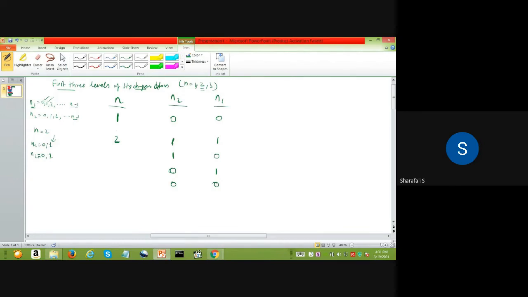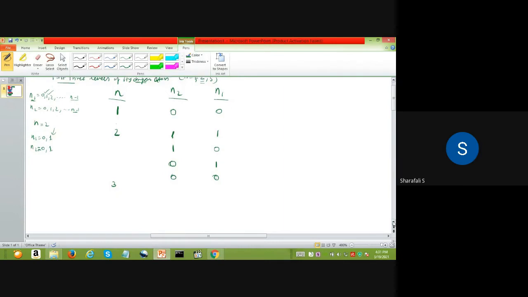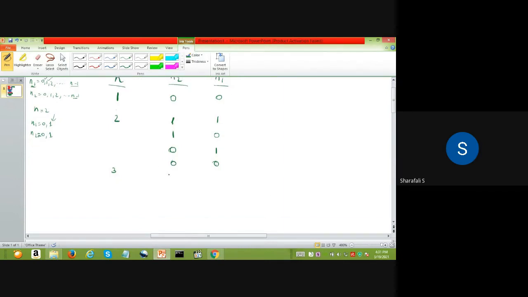So any of these combinations can come: 0, 0, 0, 1, 1, 0, or 1, 1. Any of these combinations can come. And if your value of n equal to 3, then this n2 can take values up to 2. So that will give 2, let's say 2 and 2 first. Then I will take 2 and 1. Then I will take 2 and 0. I will complete one set of values for the first one.